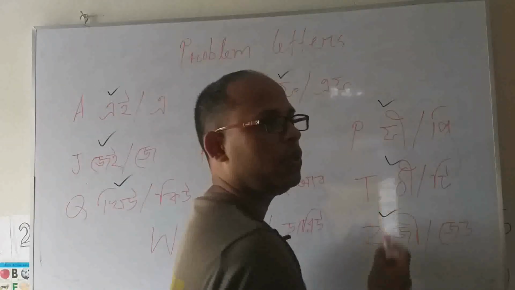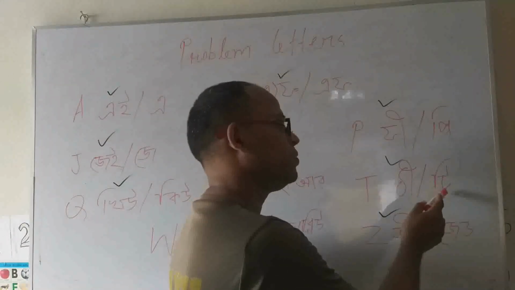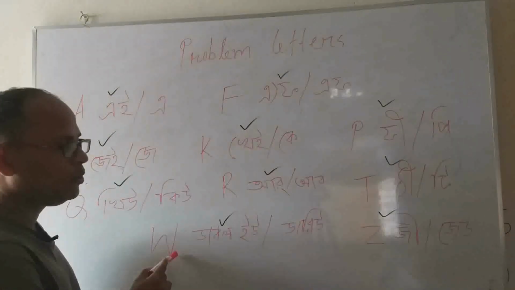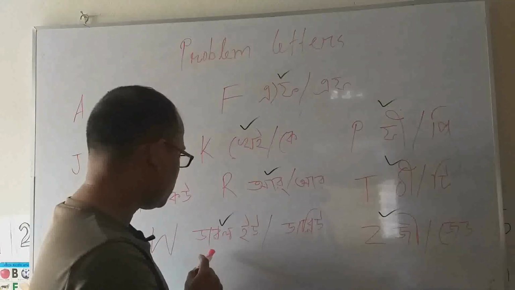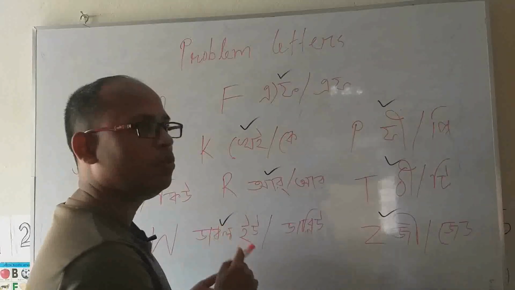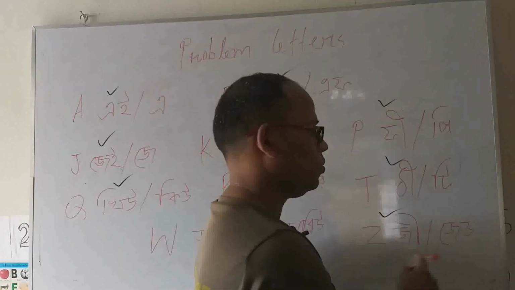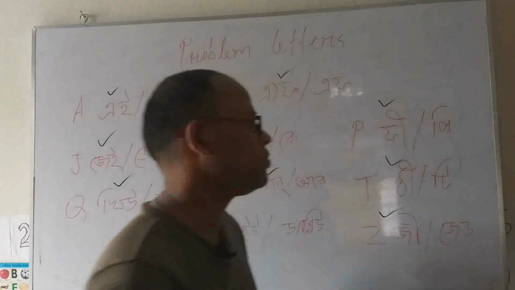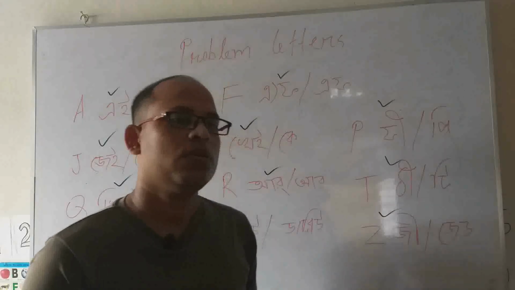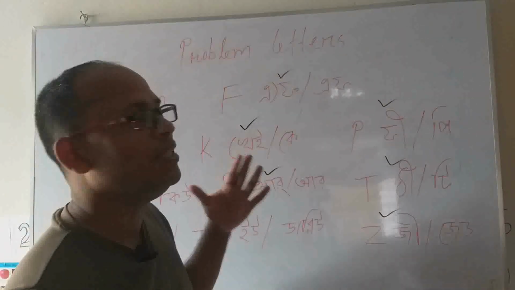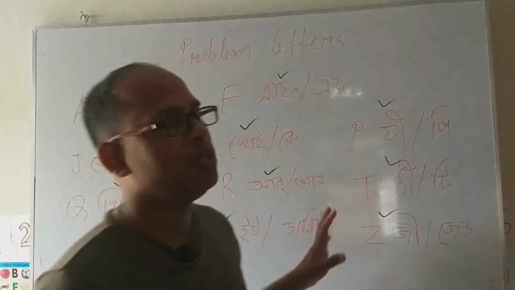T, a little pop sound will come through your lips, but we generally pronounce it differently. W, we pronounce it one way, but the correct pronunciation will be W, W. Z, we pronounce it differently. So dear learners, at the time of pronouncing, you may face problems in these letters. So these are called problem letters.